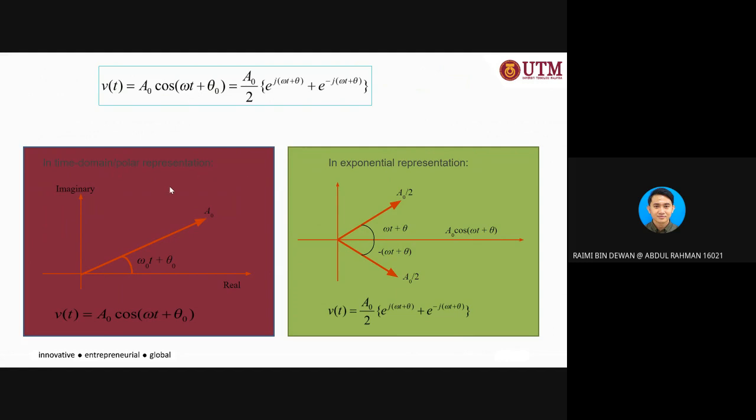So this is the time domain polar representation. We have real and imaginary. This is for A naught cos(omega t plus theta naught), going anti-clockwise. And in the exponential representation, you can see the difference: the magnitude is now divided by 2, so your magnitude is half, and then you have omega t plus theta and negative omega t plus theta. So instead of having one graph here, you have two graphs for the exponential representation.